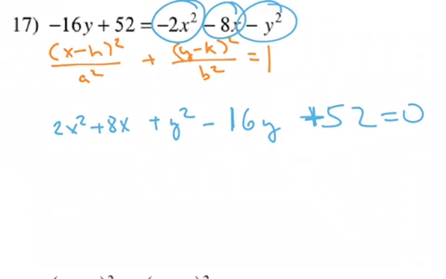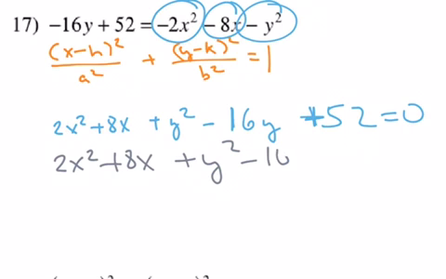And the next move is to move the constant to the other side. So all I'm going to do is move the 52 to the other side. So when I do that, I get 2x squared plus 8x plus y squared minus 16y equals negative 52. Okay? Now is when we get into a little bit of the complicated part. We are going to complete the square.